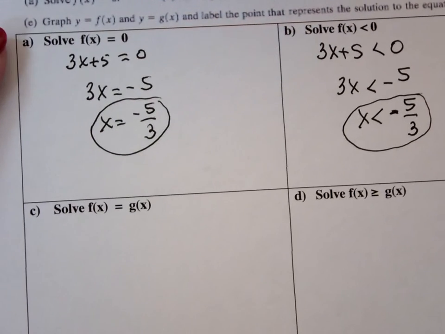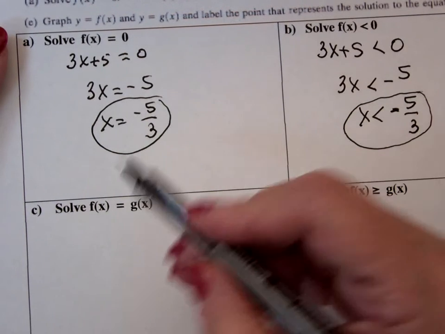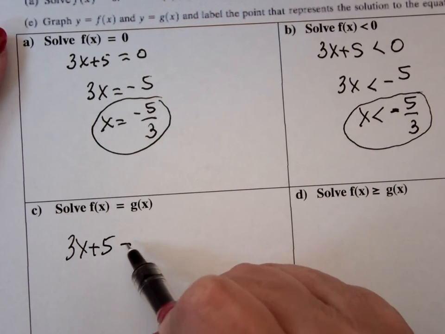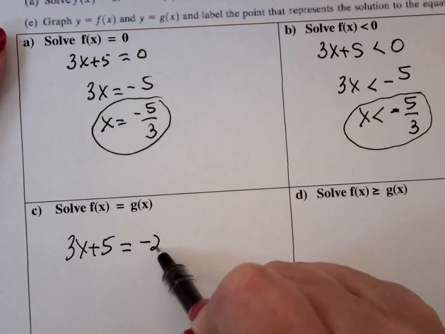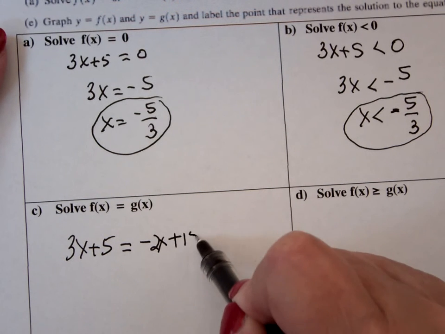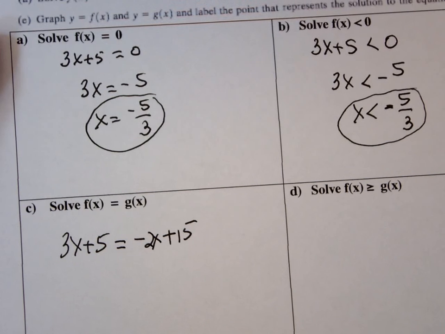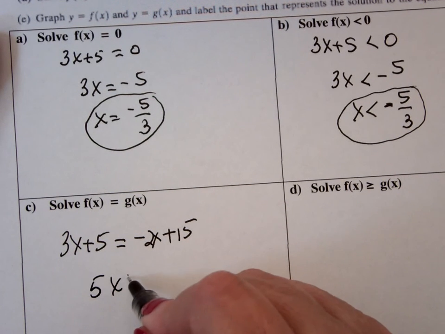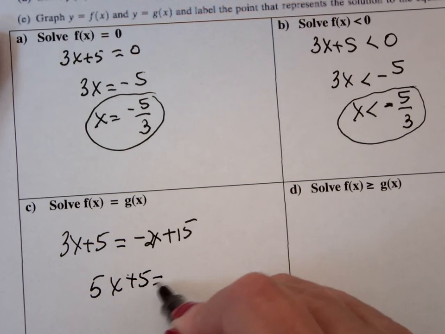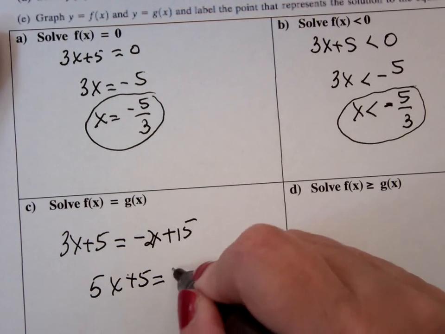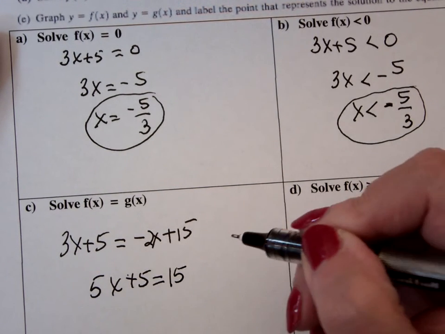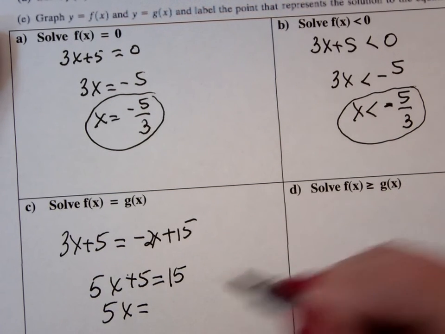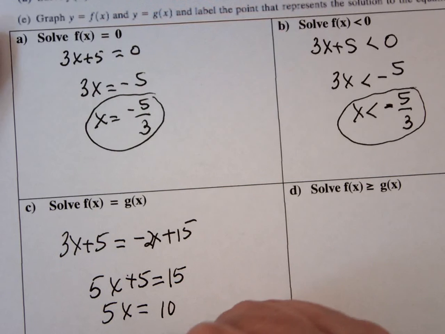Where f of x equals g of x. Well, f of x is 3x plus 5, g of x is negative 2x plus 15. So 5x plus 5 equals 15. 5x equals 10. x is 2.